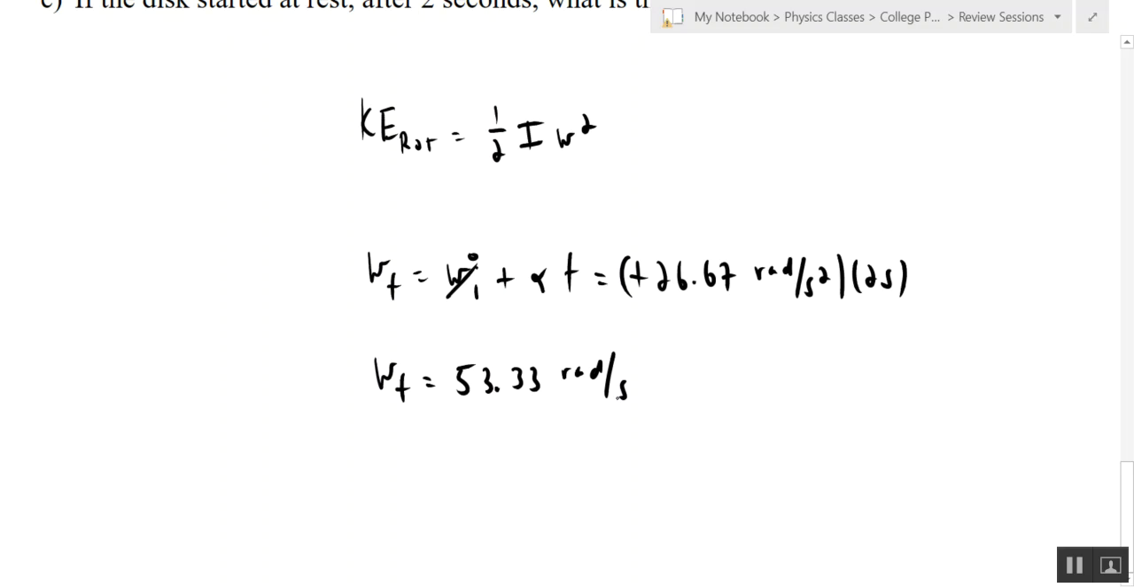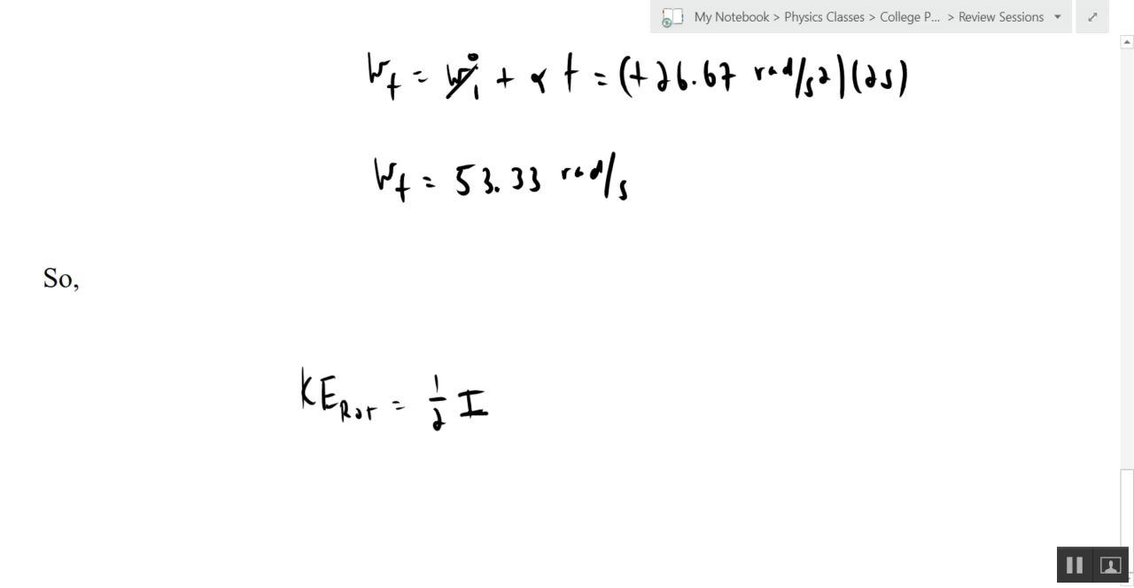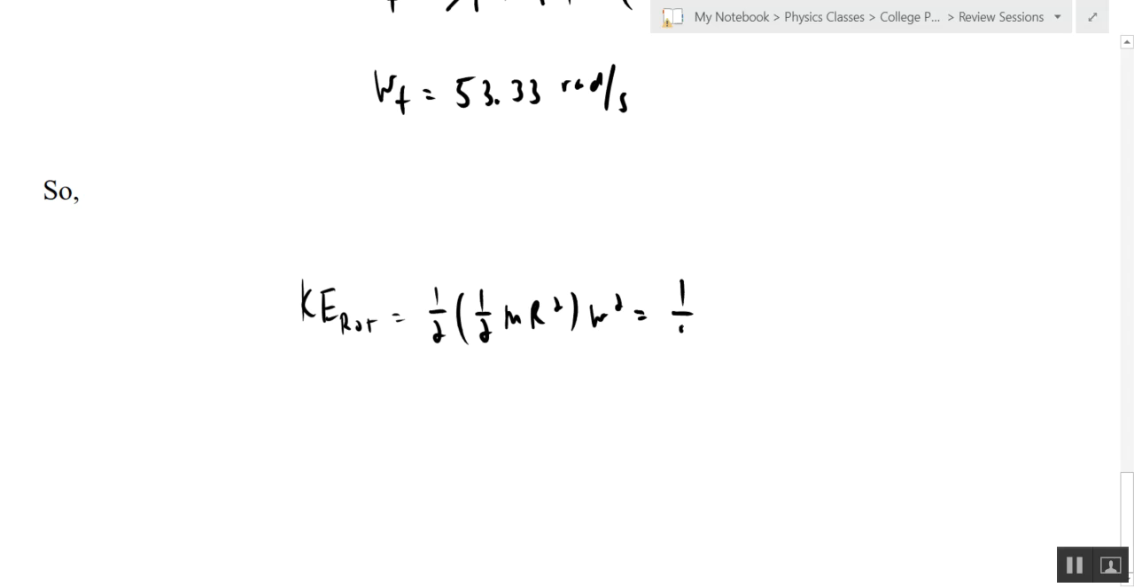So that's how fast it's spinning after 2 seconds, which is another question that can be asked. How fast is it spinning after 2 seconds? But that's not the final answer. So for the rotational kinetic energy, the I is c times mr squared, and then you're multiplying it times the omega that you just found, squared. It gets a little bit weird with all these fractions. You have 1/2 from the equation, 1/2 from the c, which is 1/4. But this is what, 1/2 kilogram?